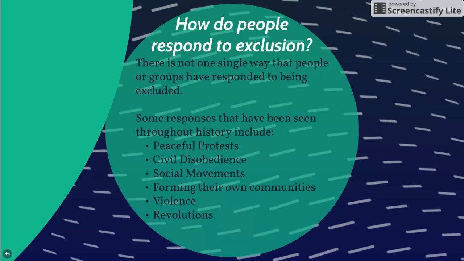revolutions. So what usually happens in these responses is that people or groups of people usually start out by responding in peaceful ways, such as peaceful protests or civil disobedience, forming their own communities, social movements. But if they're not seeing the change that they're hoping to see, then oftentimes the response will move from peaceful to violent, and you'll end up with things like revolutions and wars to try to get change.